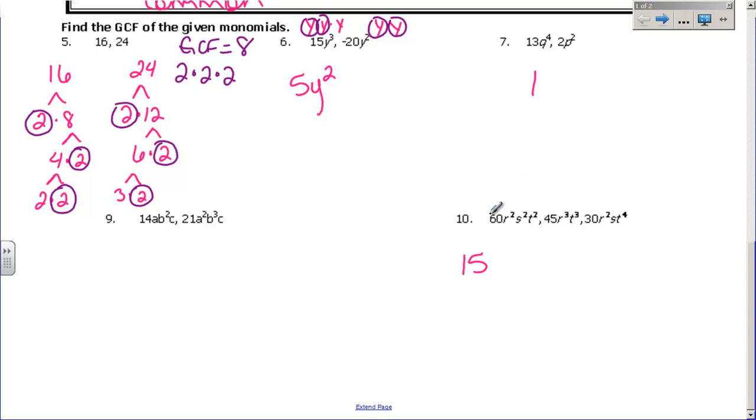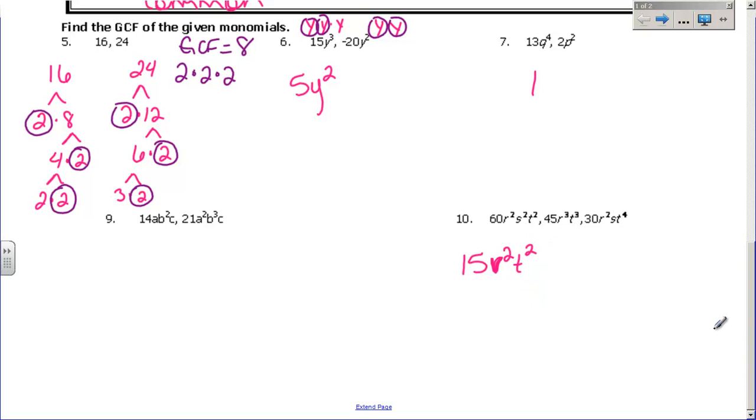So now let's do variables. I have an r squared, an r to the third, and an r squared. The one with the smallest exponent is part of the GCF, so that's r squared. So now let's look at s's. I got s squared, no s's, and an s. Since all 3 terms do not have an s, s cannot be in your greatest common factor. All 3 things must share it. So no s. So let's deal with the t's. I got t squared, t to the third, t to the 4th. The one with the smallest exponent happens to be t squared. So my greatest common factor is 15r squared t squared.